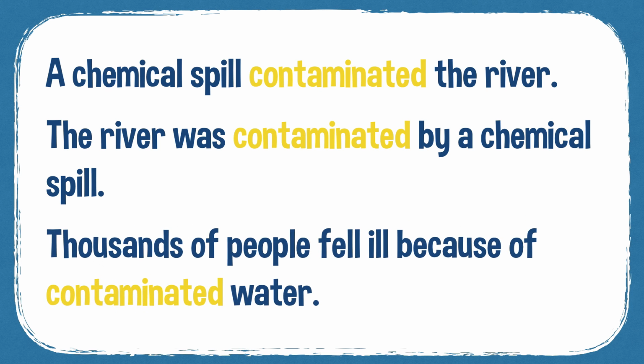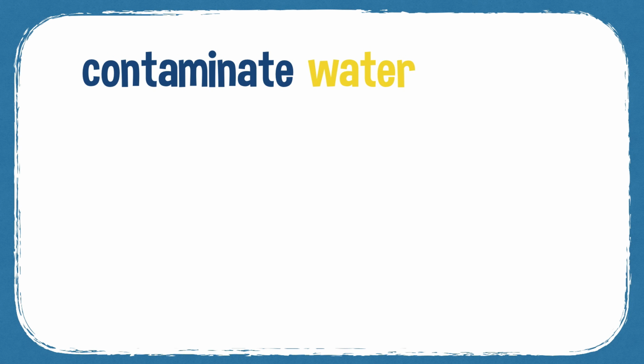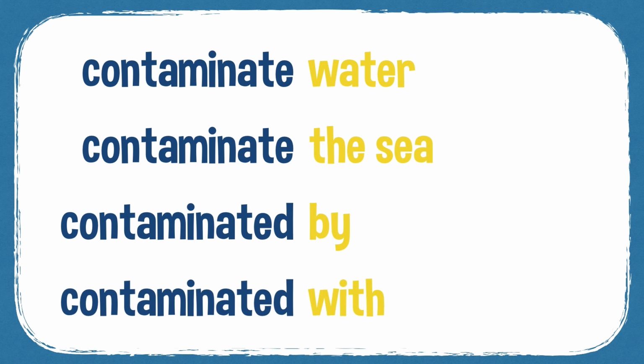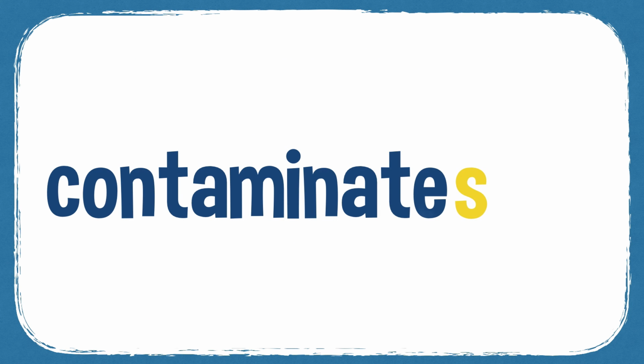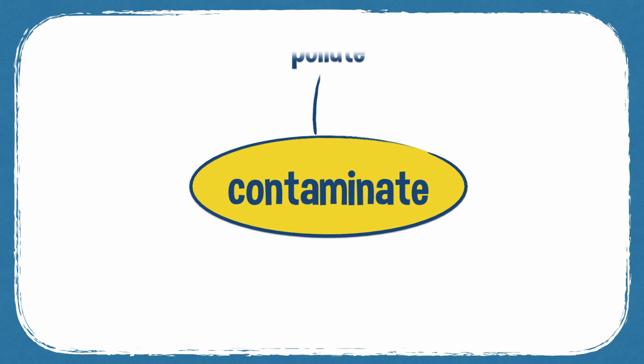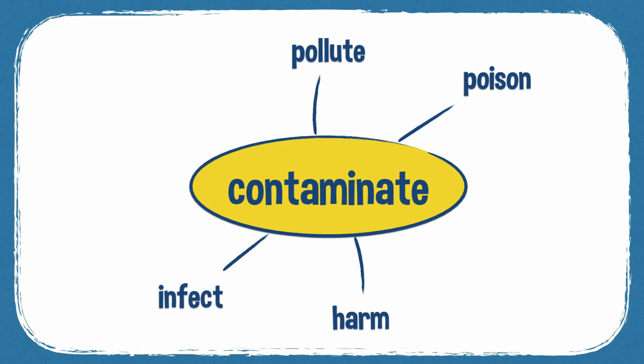Here we're going to use contaminate as an adjective. So thousands of people fell ill because of contaminated water. So common collocations: you contaminate water, contaminate the sea, and some prepositions: contaminated by and with, contaminated by chemicals. Here are the forms for contaminate. And the noun form is contamination. And some synonyms for contaminate: pollute, harm, poison, and infect.